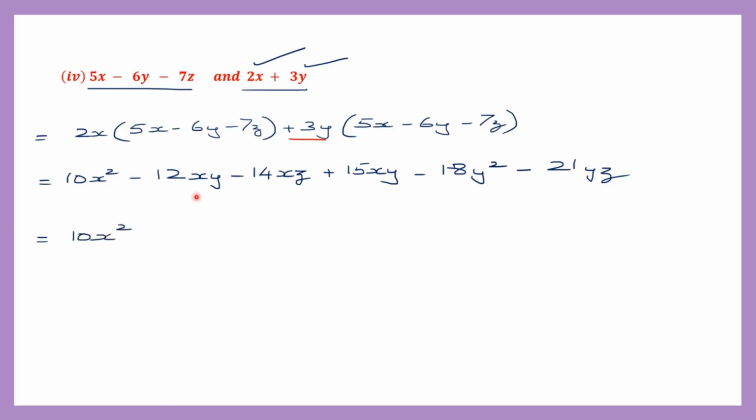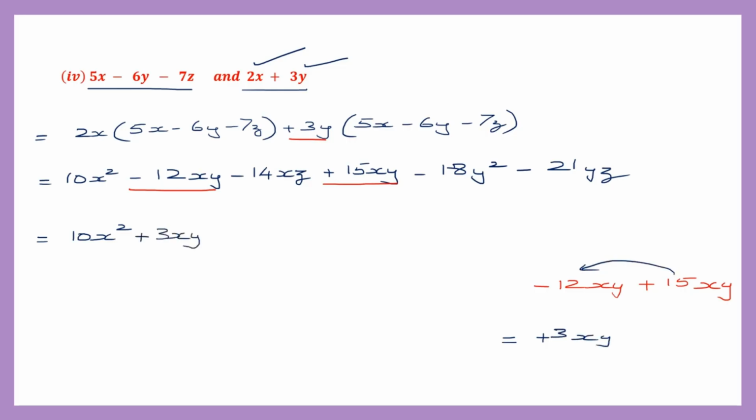Now here we have xy. Do we have another xy? Yes, here we have. That means we have to work out minus 12xy plus 15xy. So this is not multiplication. When signs are different, put the sign of the bigger number and subtract. 15 minus 12 is 3, plus 3xy. So that is plus 3xy.